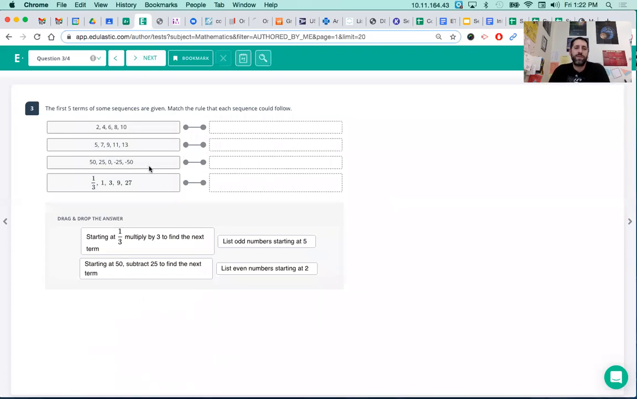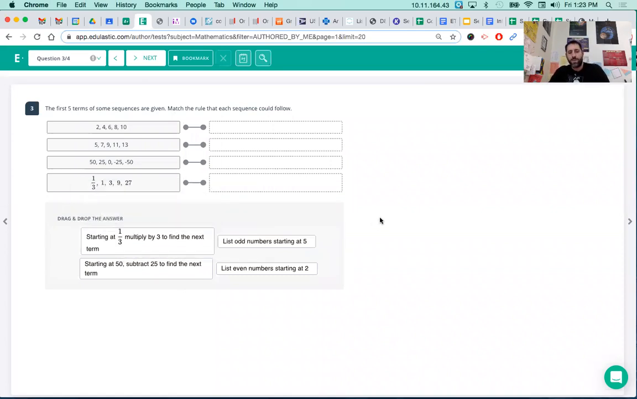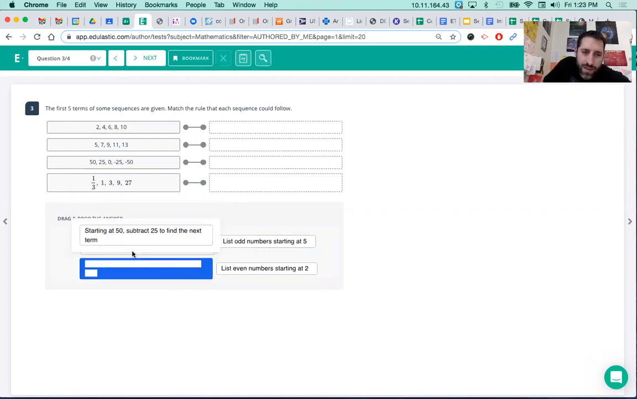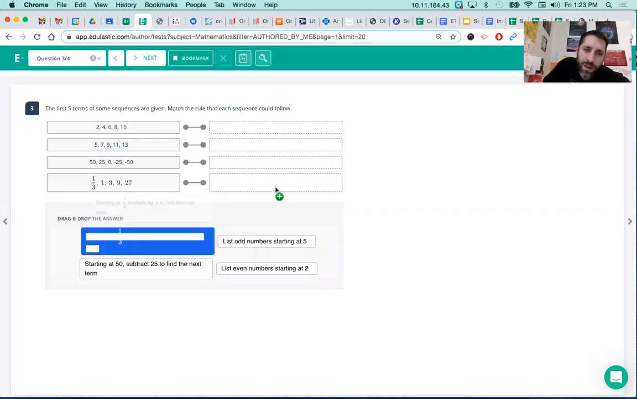the first 5 terms of some sequence are given, match the rule that each sequence could follow. The nice thing with this one, and these are just written out descriptions of what the functions looked like that we did previously. So I'm going to go up to the top. It looks like I'm going to start down here, actually. I'm going to look, all right, starting at 1/3, multiply by 3 to find the next term. Well, which one of these starts with 1/3?